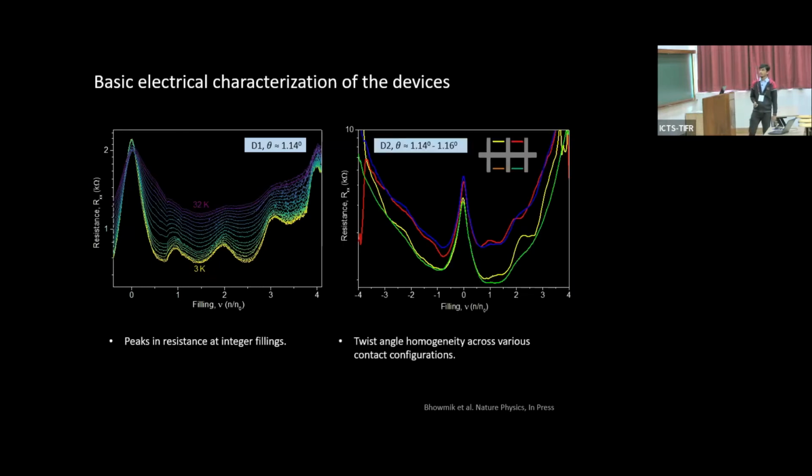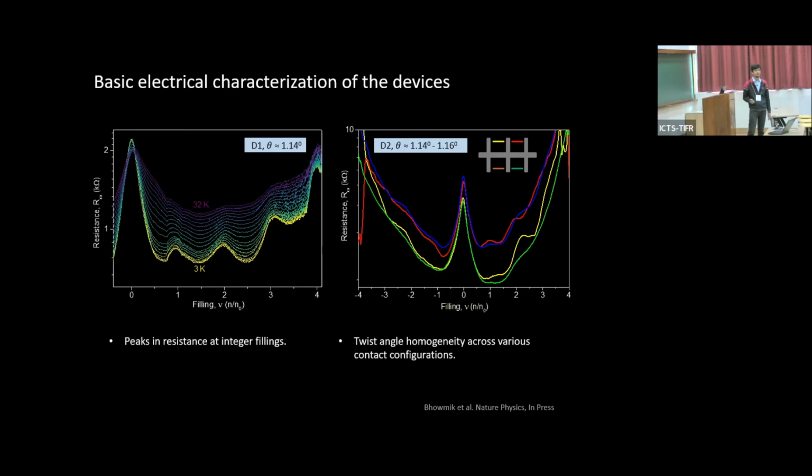We have also studied a similar device. Here I am showing the 4-probe resistance as a function of band filling from both valence and conduction band. And you can see more or less similar features at all integer fillings, and the twist angle lies between 1.14 degrees and 1.16 degrees. Now we apply a perpendicular magnetic field in the system.